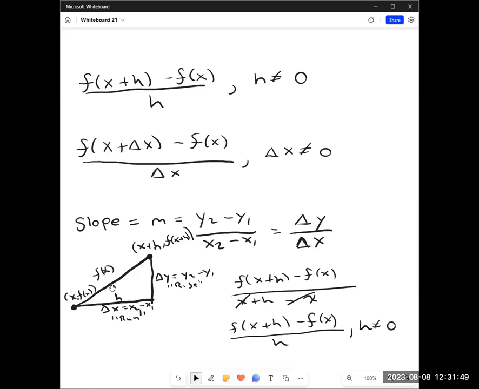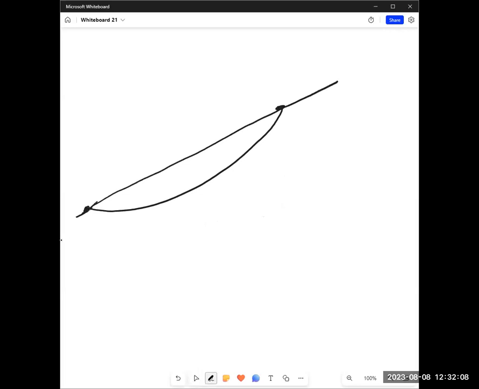Now, why do we care about this? It looks pretty silly if it's a line, but what I'm going to have most of the time is that f of x is not going to be linear. It's going to be something that's curved, and these two points are connected by something called a secant line. And I'm going to have an a, f of a, b, f of b type thing for an average rate of change.